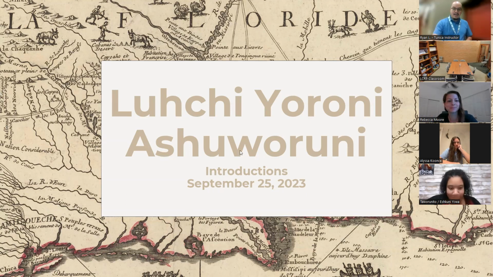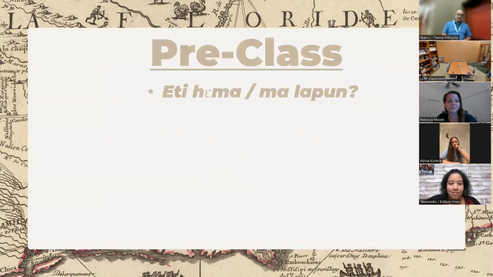So starting off, Rebecca eti Hɛma lapun. Lapu. Mahat. Lapu. Tikach. Tiana eti Hɛma lapun. Lapu. Mahat. Lapu. Tikach. Alyssa eti Hɛma lapun. Lapu. Mahat. Take off the he. Oh, lapu maha? Lapu, tikach.